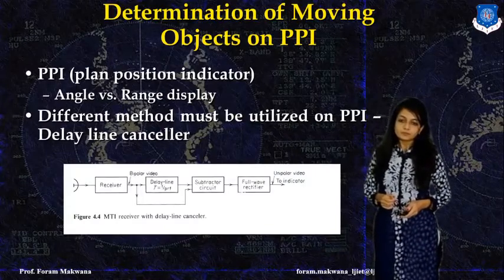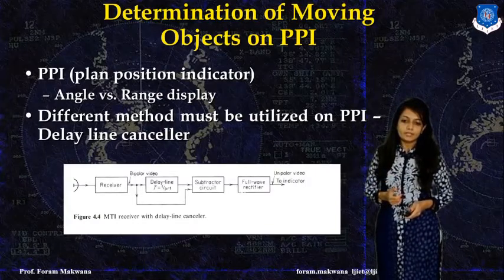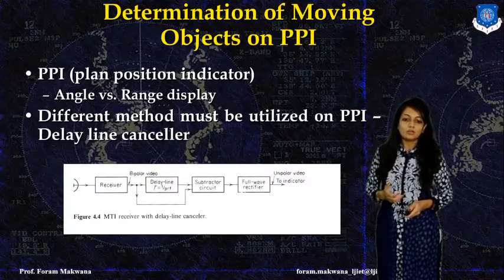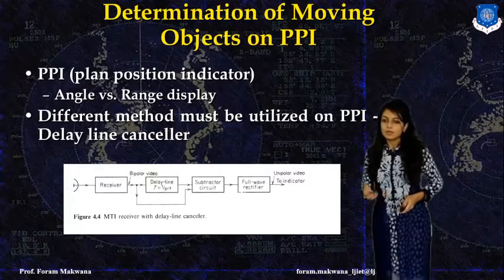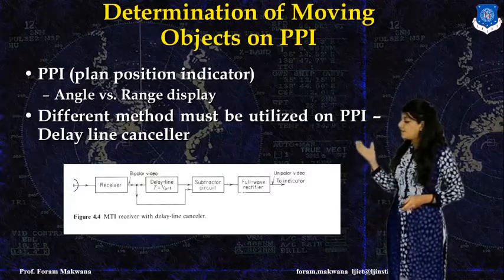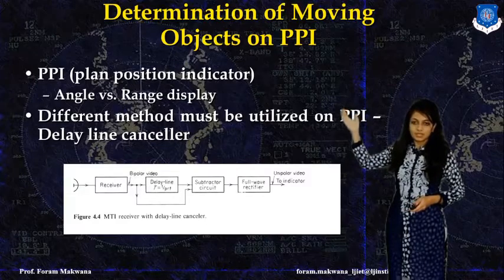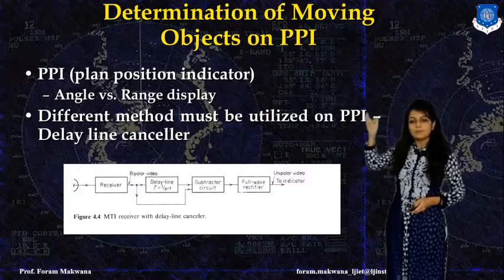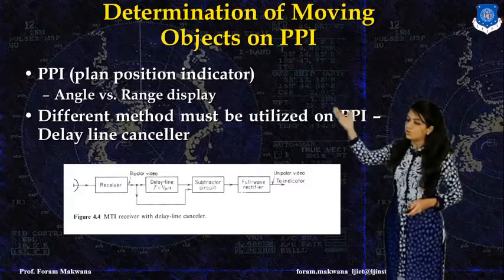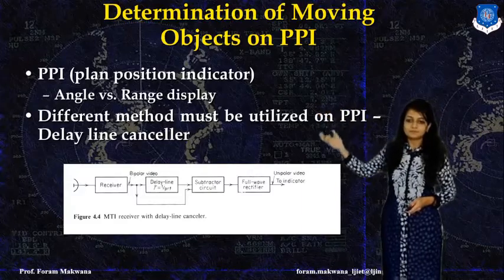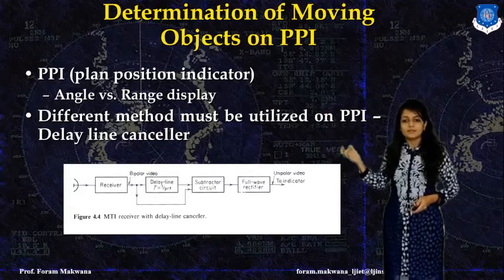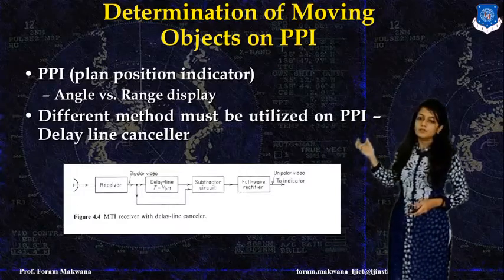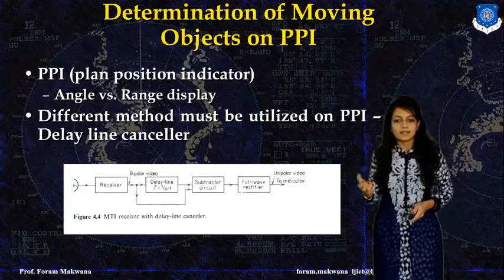Now, how are we going to determine the moving objects on the PPI? First, PPI stands for plan position indicator, or we can say the pulse position indicator, that represents angle versus range, right? There are different methods which can be utilized on the PPI. The first one is the delay line canceller.